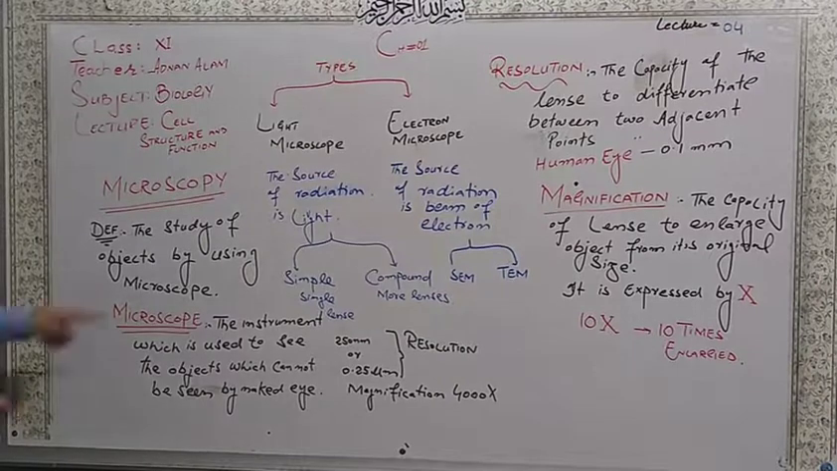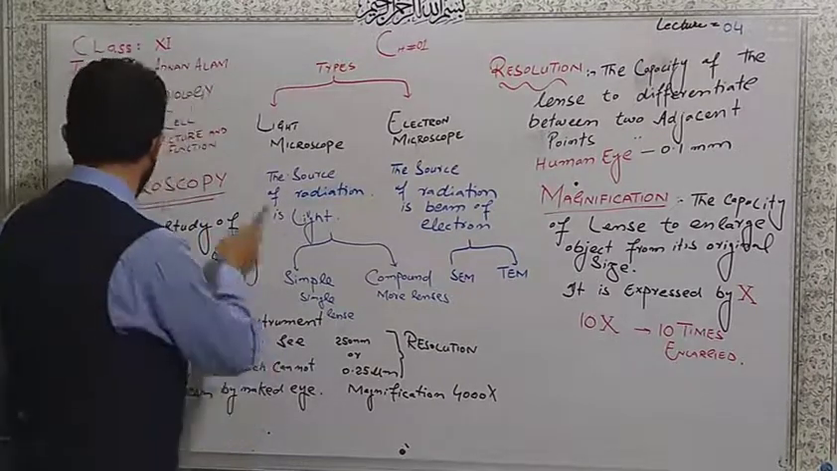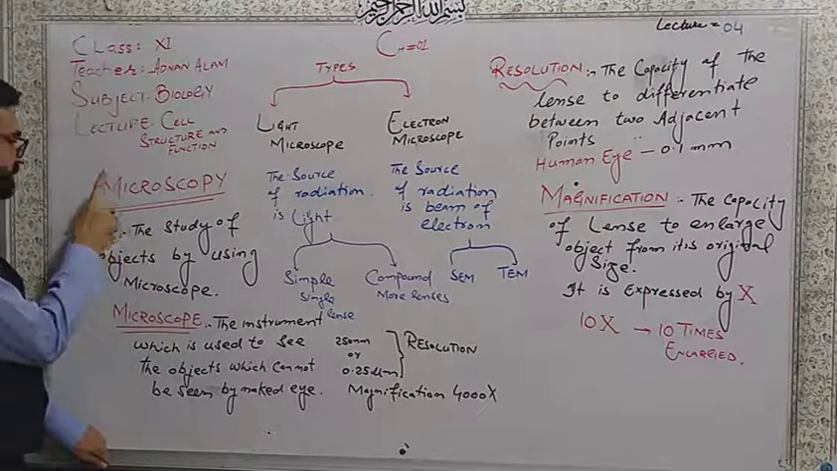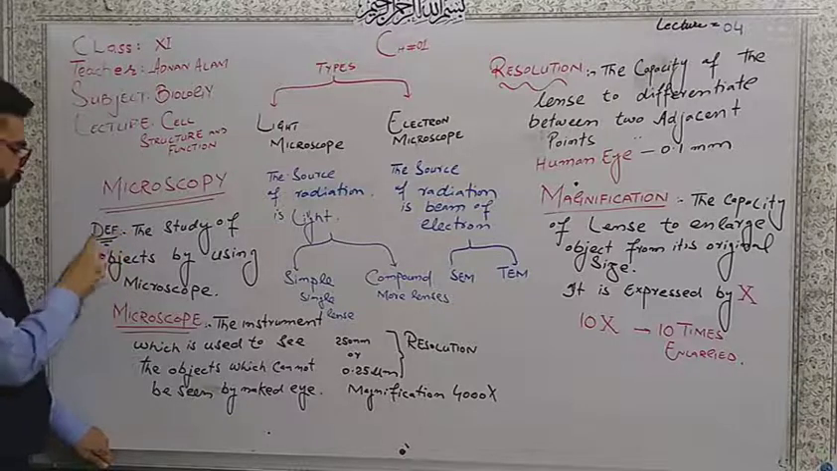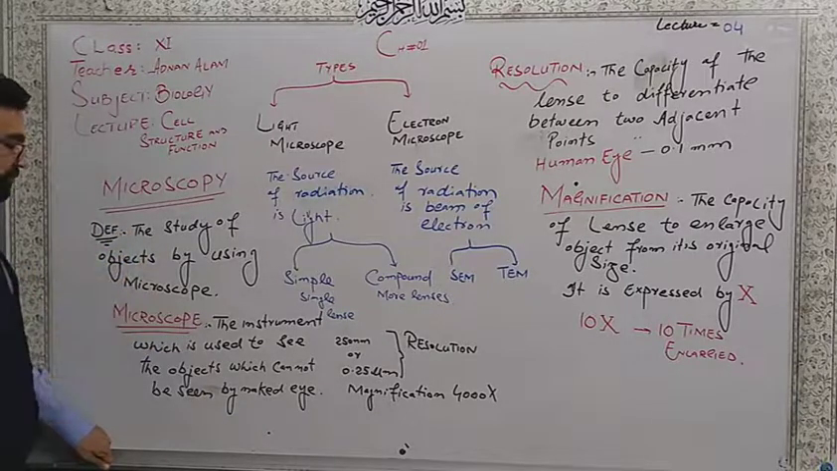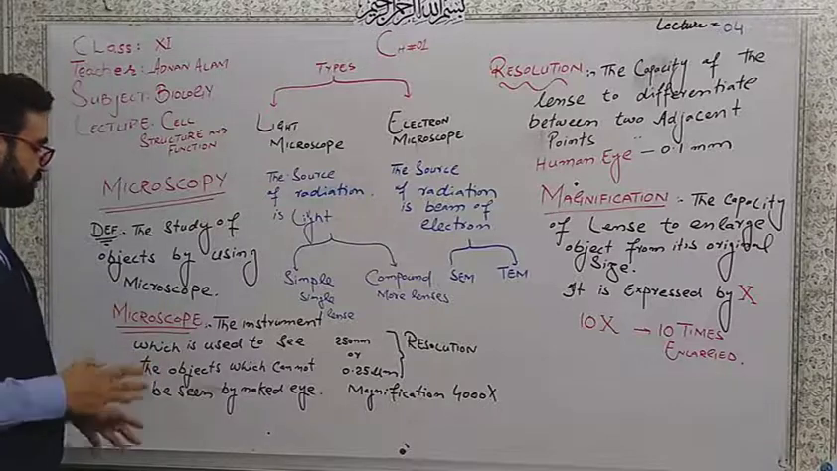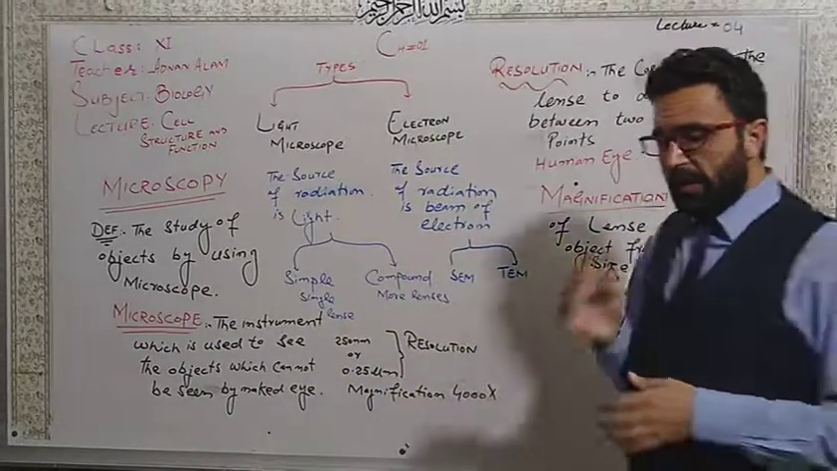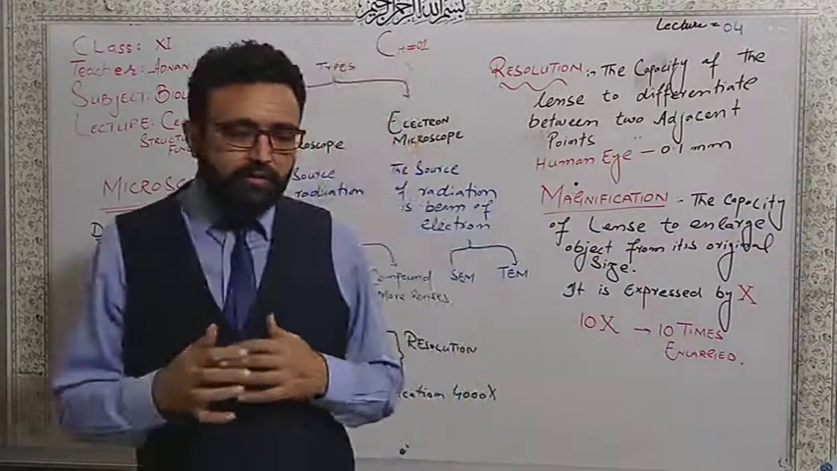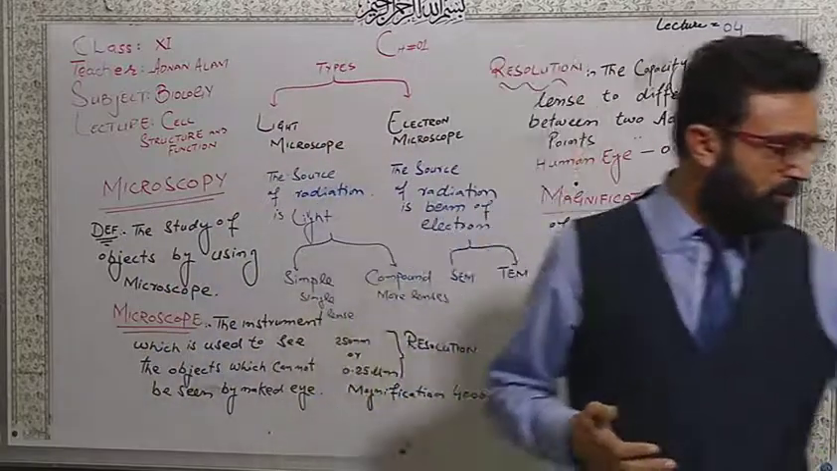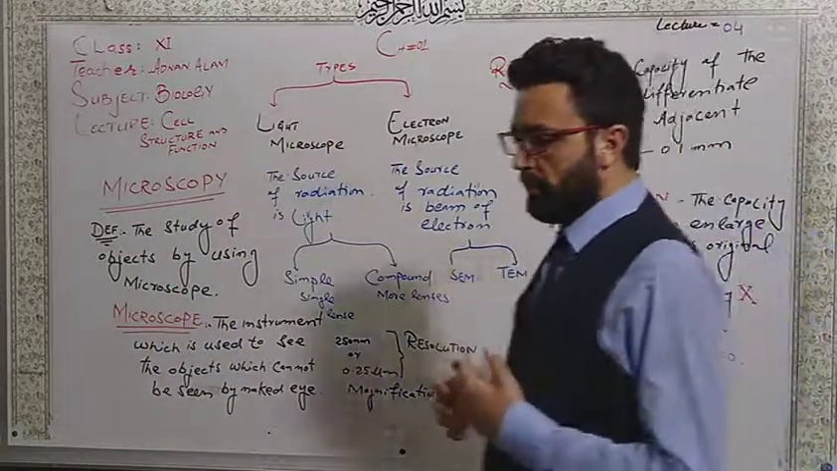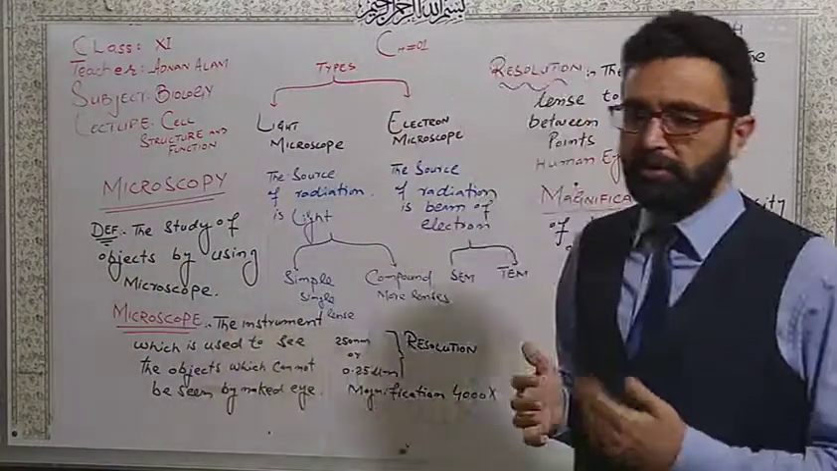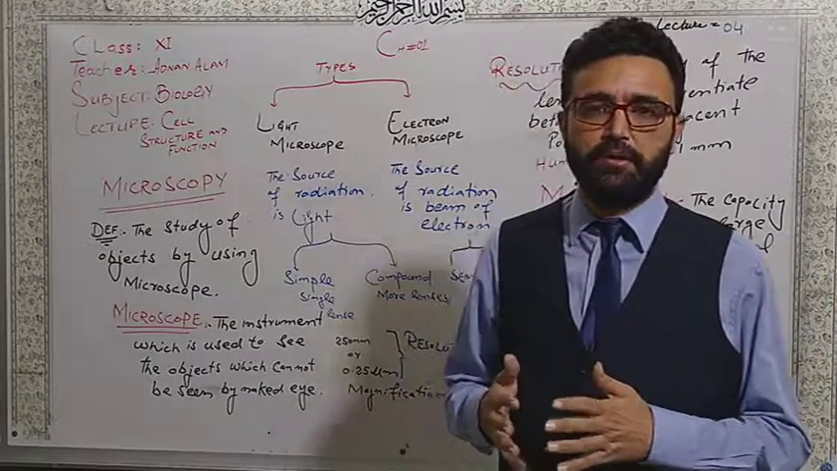Okay, dear students, next we have microscopy. First of all, we have to define microscopy: the study of objects by using a microscope. Now, what is a microscope? It is the instrument which is used to see objects which can't be seen with the naked eye. Even in cellular biology, the cells of plants and animals, the majority of the cells are not visible under the naked eye.